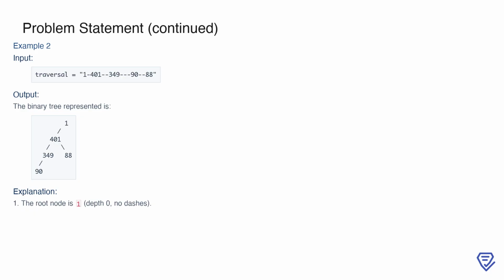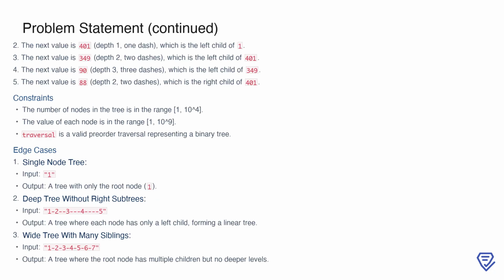For instance, the value 1 has no dashes, so it is the root. The value 401 has 1 dash before it, indicating it is the left child of the root. Similarly, 349 has 2 dashes, placing it as a child of 401, and so on. To complete the explanation of this example, we observe that the value 90 has 3 dashes before it, which places it at depth 3 as the left child of 349. The value 88, with 2 dashes, is placed as the right child of 401. By following the preorder traversal rules and interpreting the dashes correctly, we can reconstruct the entire tree.